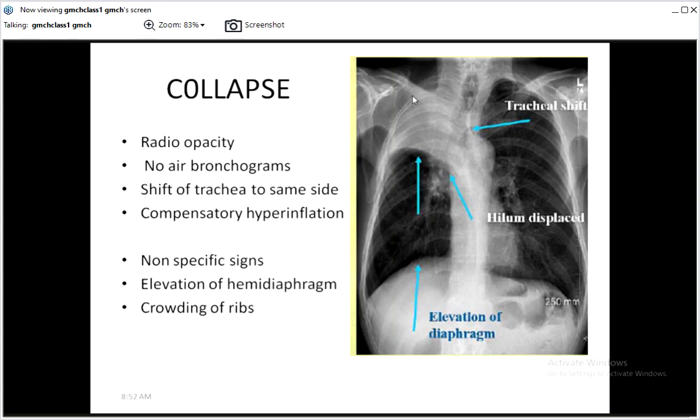So why is this not a consolidation? First, trachea should not be shifted to the same side in consolidation. It should be at the normal place only. And there should be air bronchograms if it is a consolidation. So this is a collapse for sure.